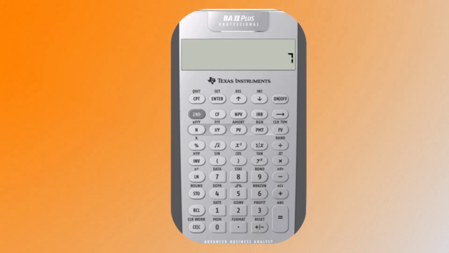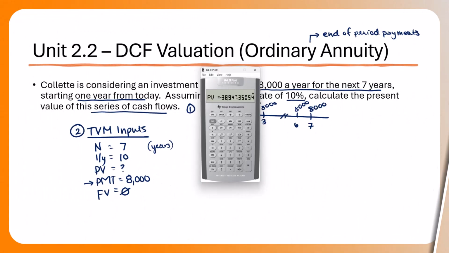7 for N, 10 for IY, 0 for future value, 8,000 for the payment, compute the present value. We can see that she would be willing to pay $38,947.35 to acquire an investment that promises to pay $8,000 at the end of every year for the next 7 years, assuming the appropriate discount rate is, in fact, 10%.